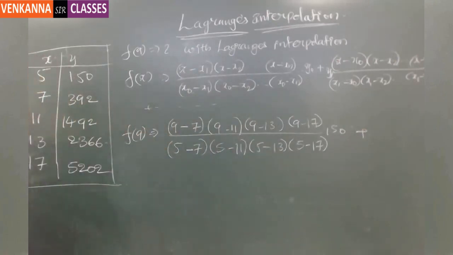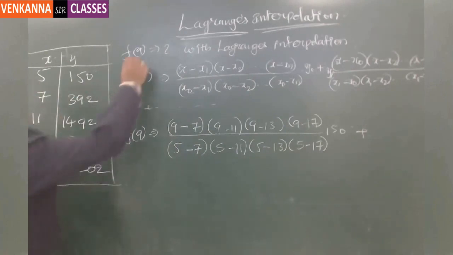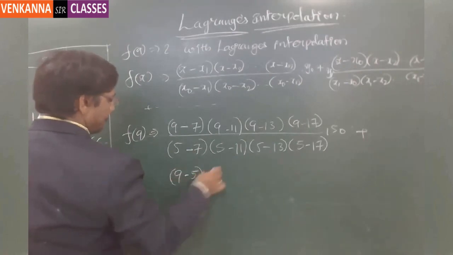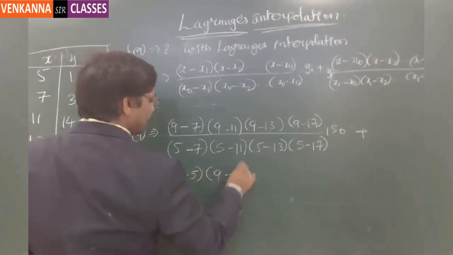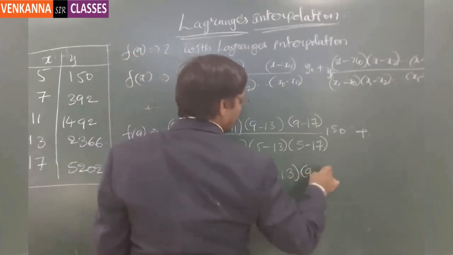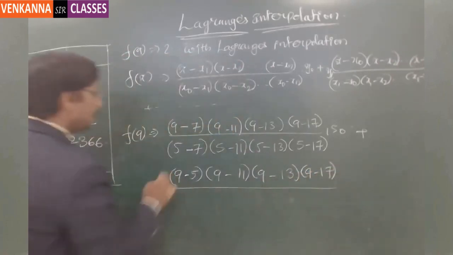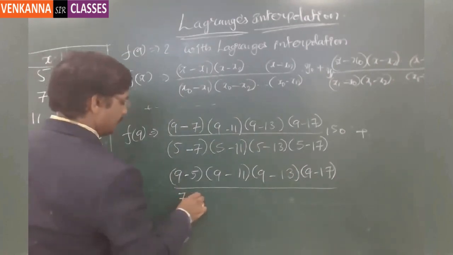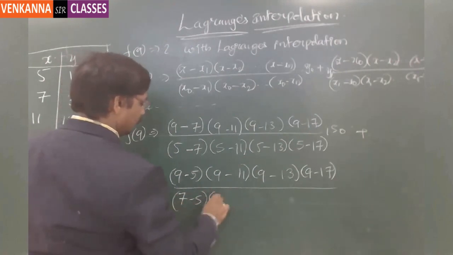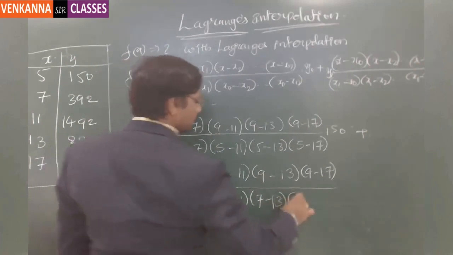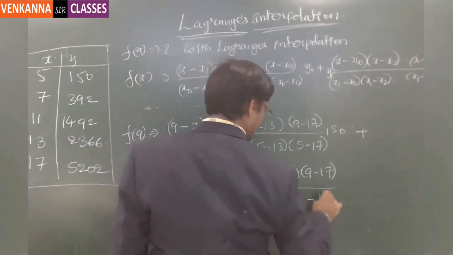So the next one is x minus x naught. So x is again 9, so 9 minus x naught is 5. 9 minus 11, 9 minus 13, 9 minus 17, divided by x1 minus, so x1 is 7. 7 minus 5 into 7 minus 11 into 7 minus 13 into 7 minus 17.